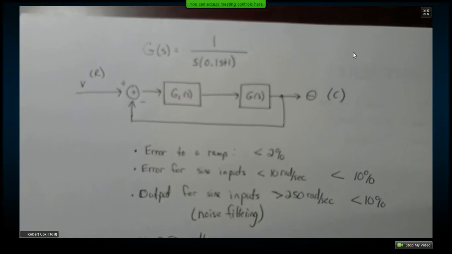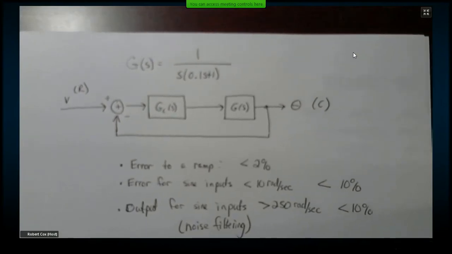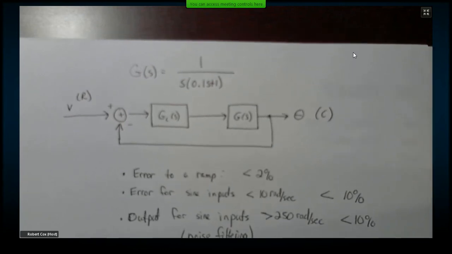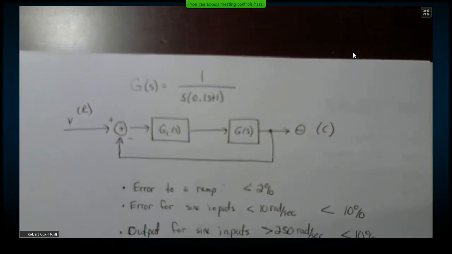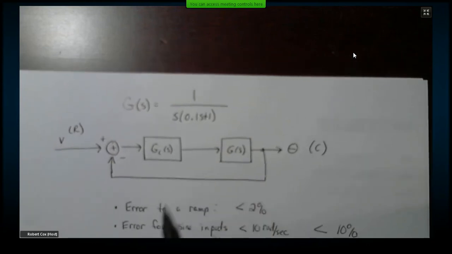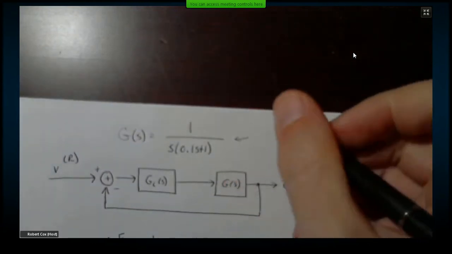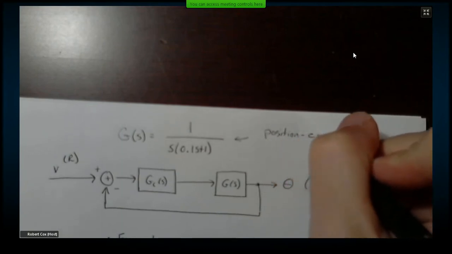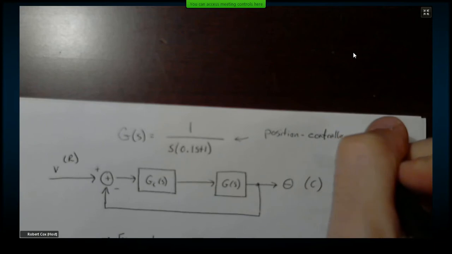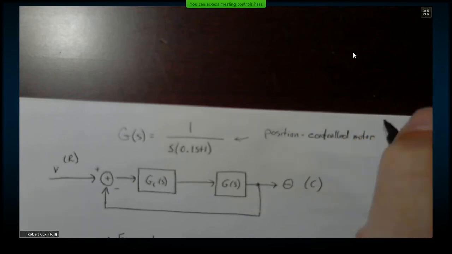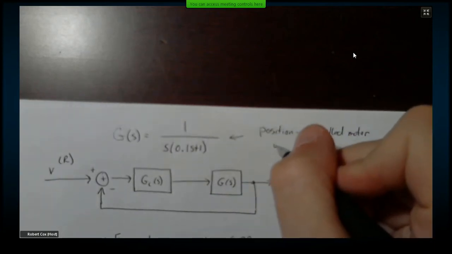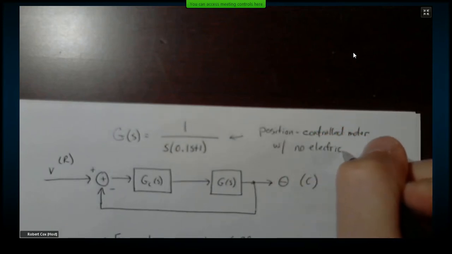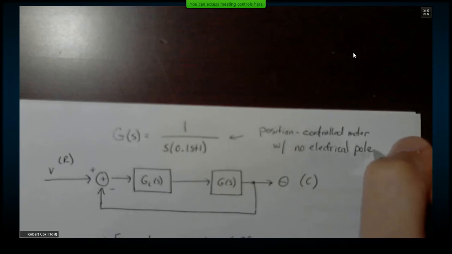All right, so I'm going to try a quick example here of Bode Obstacle course to give you guys a little bit more background as to how it works. So let's say I had this. This, for instance, could represent a position-controlled motor transfer function with basically no electrical pole, assuming the electrical pole is completely negligible.